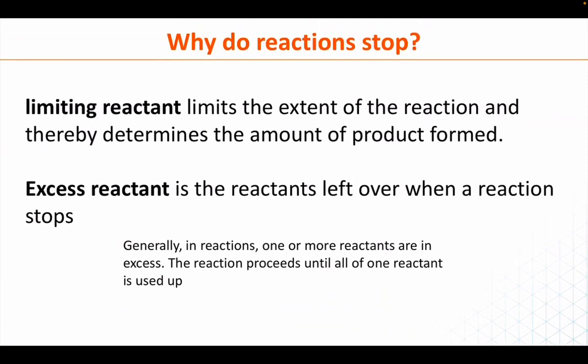So when we have a reaction with more than one reactant, one of those reactants is going to run out, and that then stops the reaction from happening anymore. We call that the limiting reactant. And if there is another reactant or reactants that are not going to run out, even though the reaction stopped, they're going to have leftovers, and those are called excess reactants.